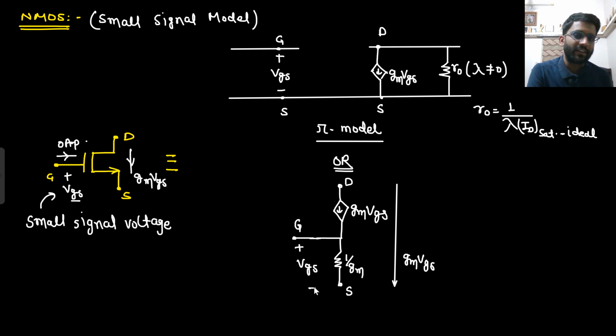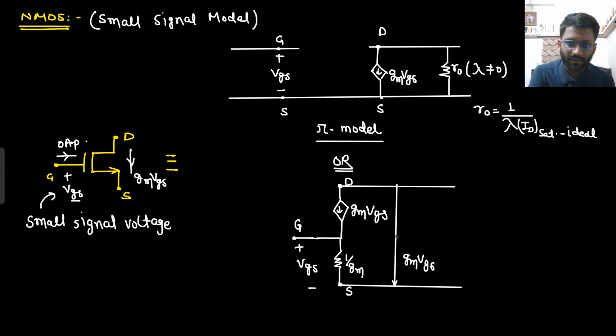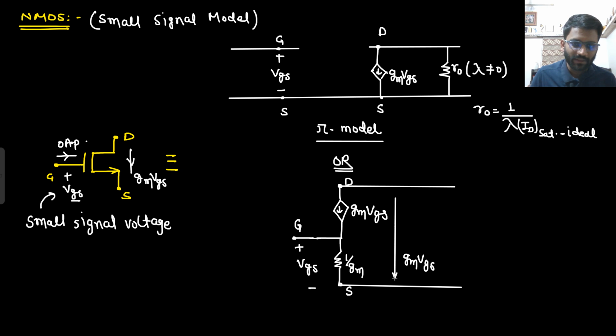And one thing we cannot forget, that between drain to source we will have an output resistance. I will have to make this arrow a little smaller. Okay, let's draw another one. So this was the current GM-VGS, and between drain to source we are having a resistance which is R naught. This we cannot ignore.